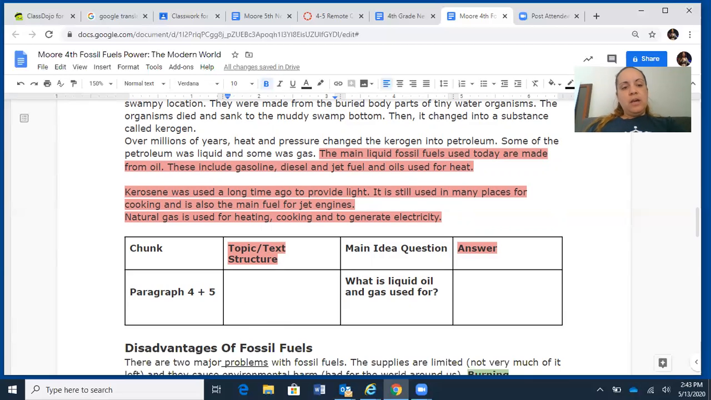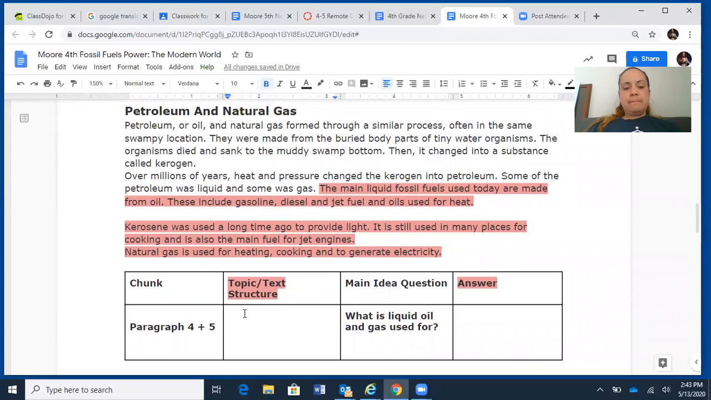So for your topic, you would say natural gas. And our text structure, there's actually two that I see, because at the top it was showing you the same process. So it was showing you a sequence of how the gas is made, but also down here, it's giving you a description of what the fossil fuels were used for. So I'm going to say description for this one, but also sequence would have worked if we talked about the top part.